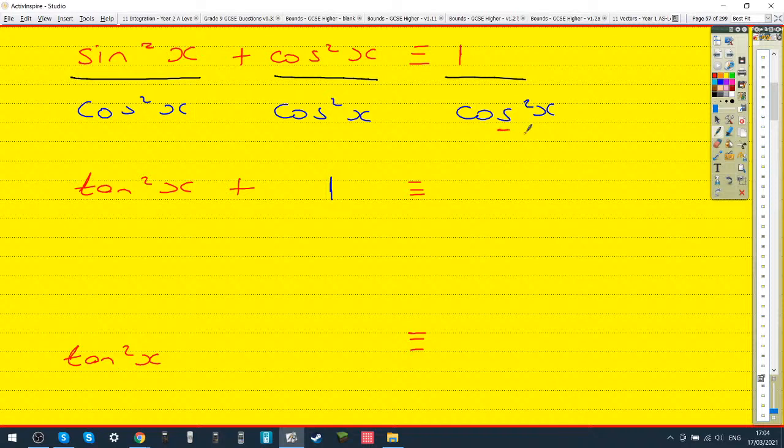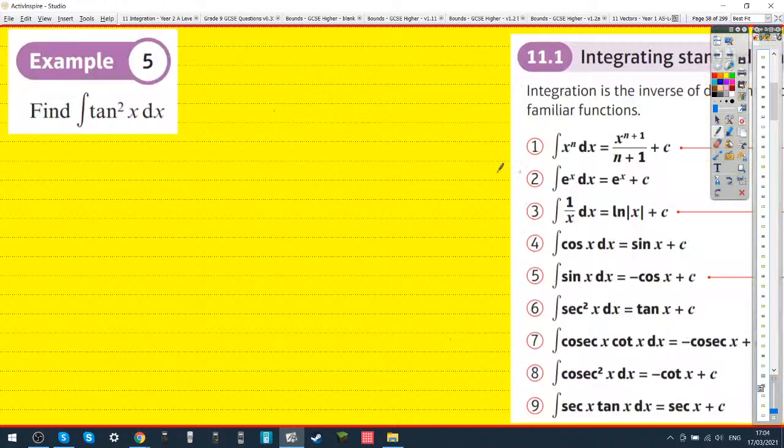What's the third letter in cos? S. So sec. Yep. Tan squared x plus 1 is equal to sec squared x. Make tan squared x the subject. Tan squared x equals sec squared x minus 1. Right, this stuff.